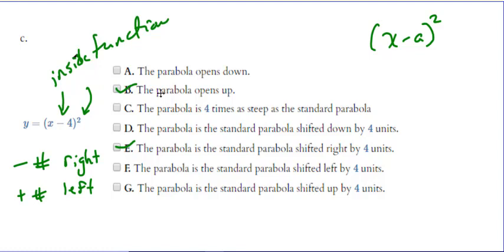And there's more than one answer, right? Up or down, left, right. Well, opening up or opening down should be one answer, okay? And then you're going to look at it in terms of left, right, or vertical shift up or vertical shift down.